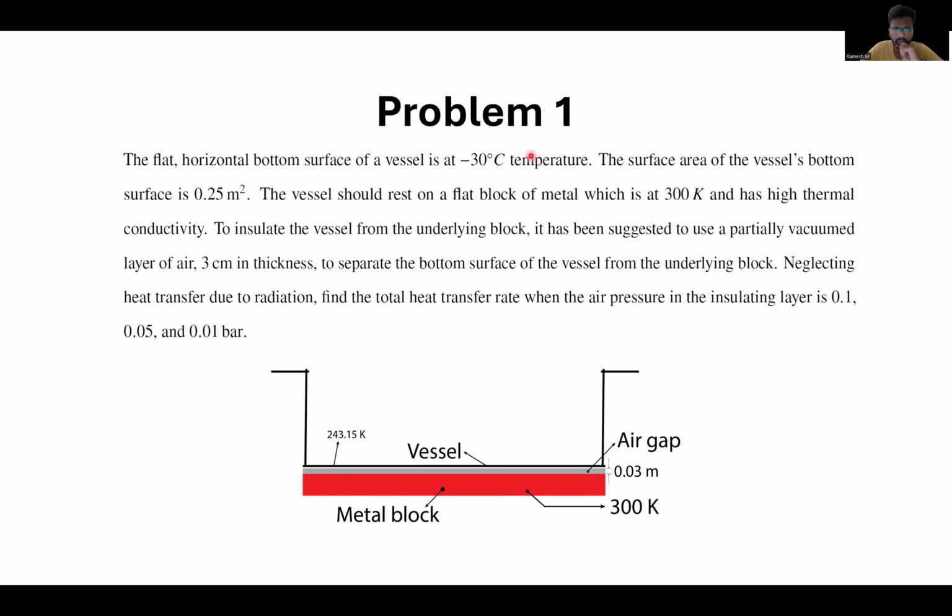The problem one description is that, as you can see in this illustration, there is a metal block with high thermal conductivity and there is a vessel over it, with an air gap between the vessel and the heat block. The heat block is maintained at 300 Kelvin and the bottom part of the vessel is maintained at 243 Kelvin. The air gap is given as 0.03 meters and the one thing we are trying to change is the air pressure in the insulating layer. That is changed from 0.1 bar to 0.05 and subsequently 0.01 bar. So that is the description.